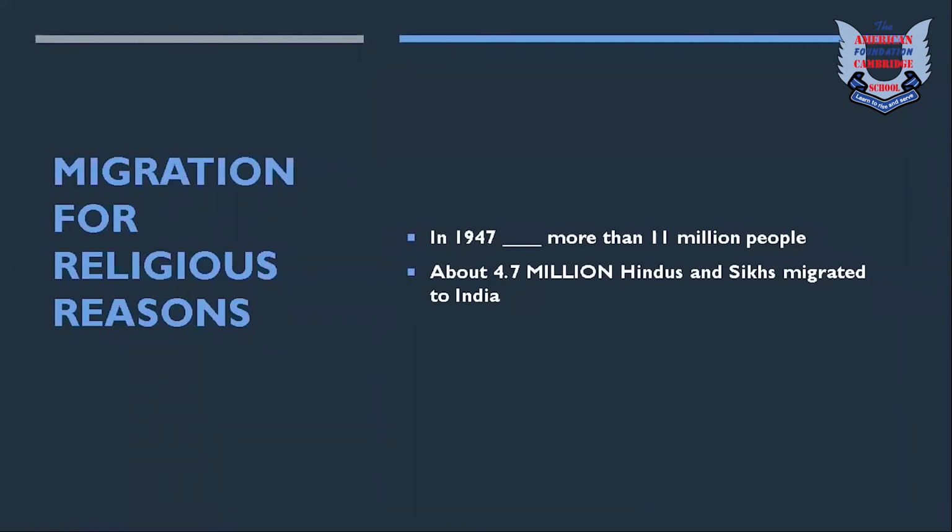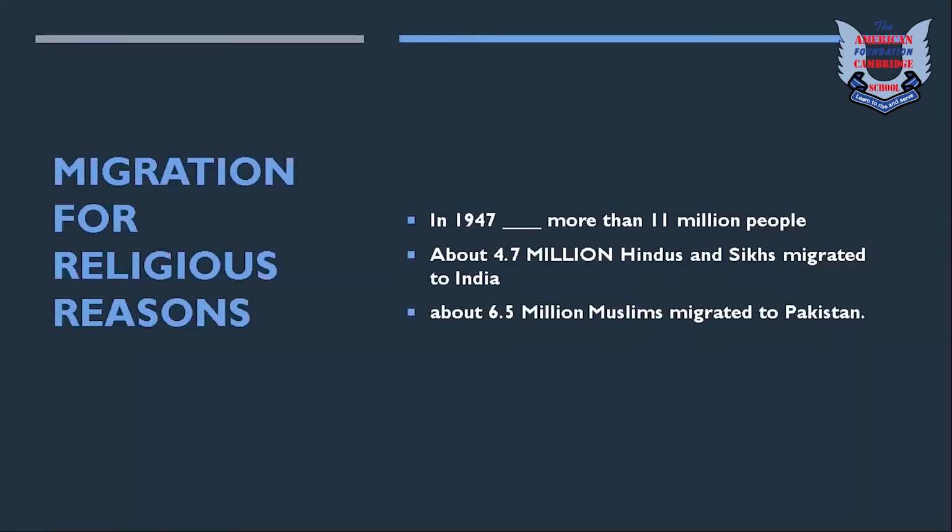So perhaps you belong to one of the many migrant families who moved from India to Pakistan at that time. About 4.7 million Hindus and Sikhs migrated from Pakistan to India because of their religious practices. They can perform their practices more easily and freely in India because they are Hindus, and Hinduism is more common in Hindustan, obviously, that is India. About 6.5 million Muslims migrated from India to Pakistan.